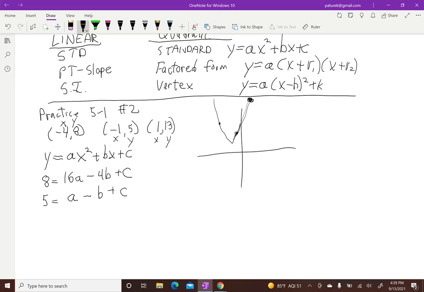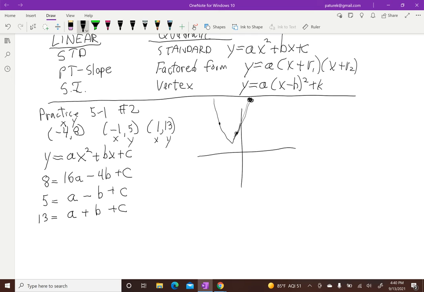For the third point, I'm going to plug in 1 as the value of x and 13 as the value of y. 13 is equal to, now 1 squared is still 1, a plus b plus c. I now have 3 equations, 3 unknowns. And I know that when I subtract any equation from any other equation as is, that's going to make the c's cancel. What I'm kind of fishing for is what else I can figure out from this.